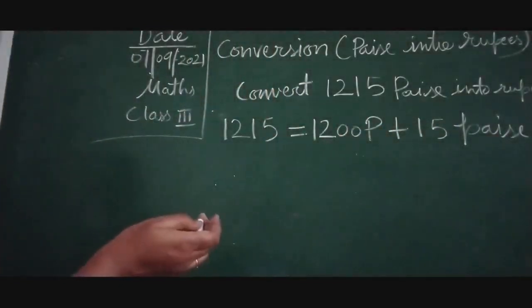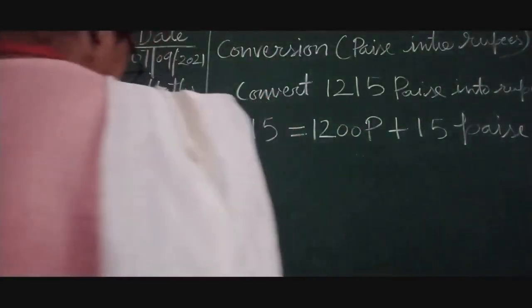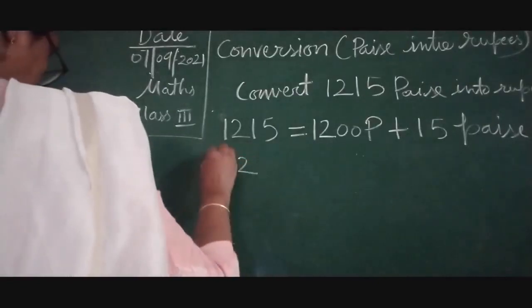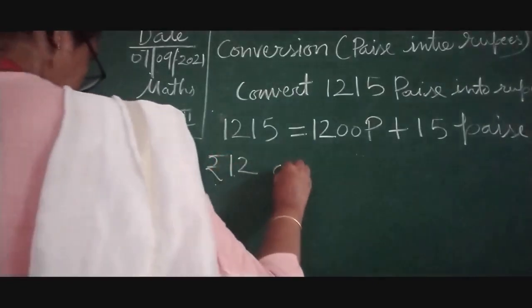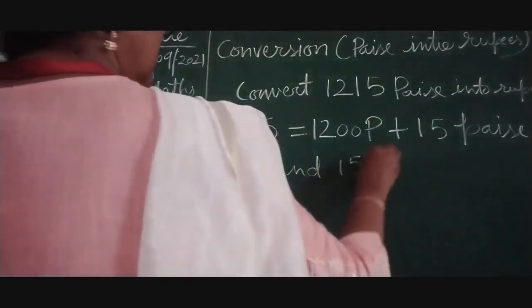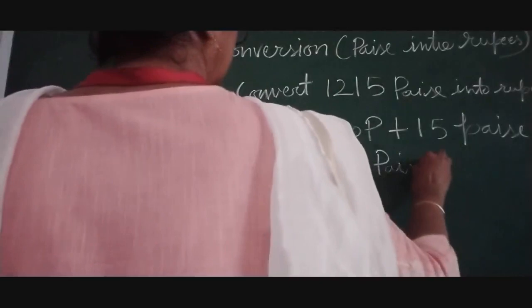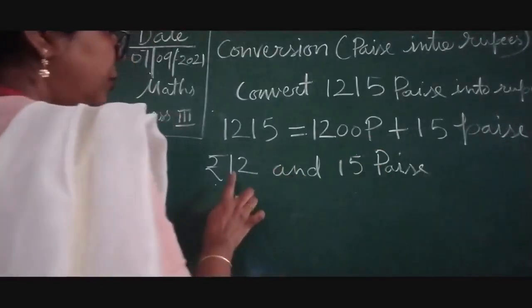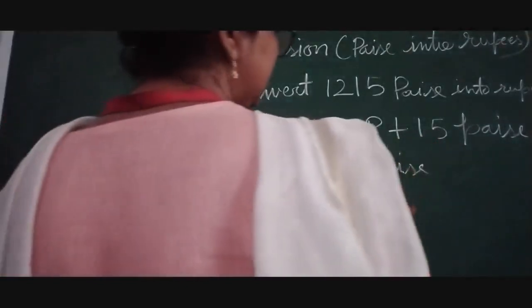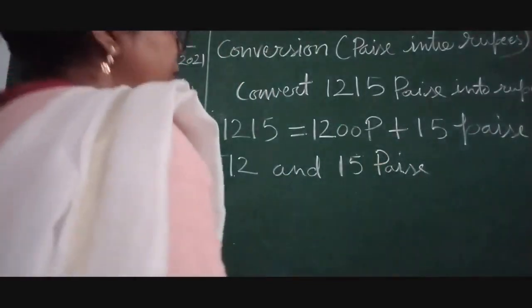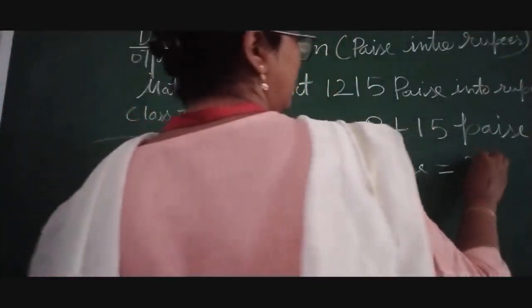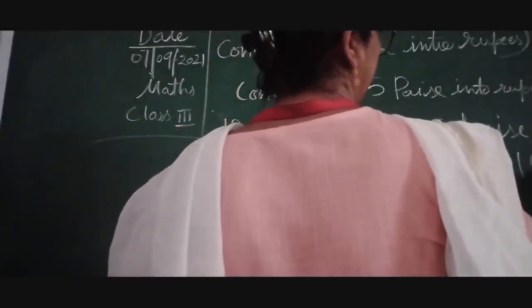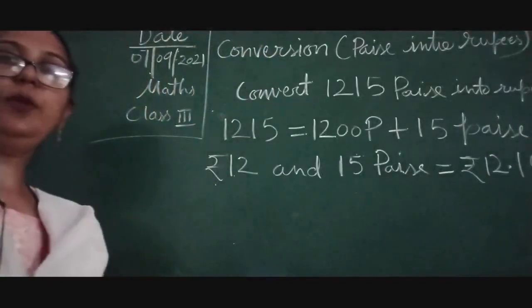Now, children, we will write here 12 rupees and 15 paise. Very easily you can separate. 1200 paise becomes 12 rupees, and 15 paise will remain 15 paise. Now we will write in the short form: rupees 12.15 paise. So that is how we can do this.